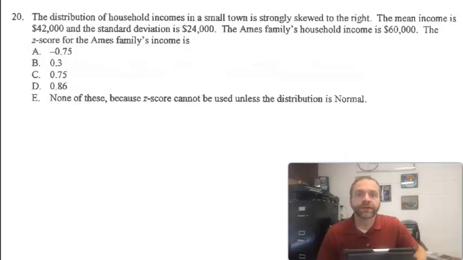We're looking at question 20 on the AP Statistics Midterm Review Packet, and here we are told the distribution of household incomes in a small town is strongly skewed to the right. So there's our shape. The mean income is $42,000, that's our center, and the standard deviation is $24,000, that's our spread. The Ames family's household income is $60,000. The z-score for that family's income is what?